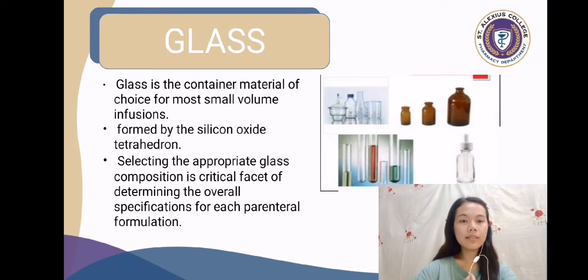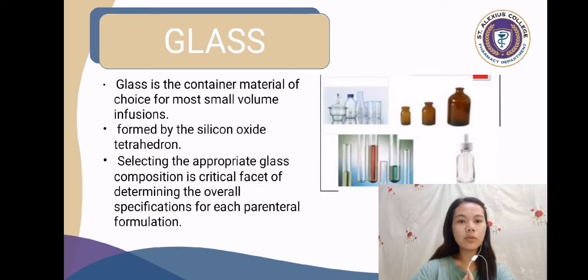Now we will discuss the glass and its types. So glass is an inorganic material, mostly silicates, or mixture of materials which solidifies when heated up and then cooled without undergoing crystallization. So glass containers are among the primary packaging materials that has found use in the pharmaceutical industries. This is very important in pharmaceutical industries.